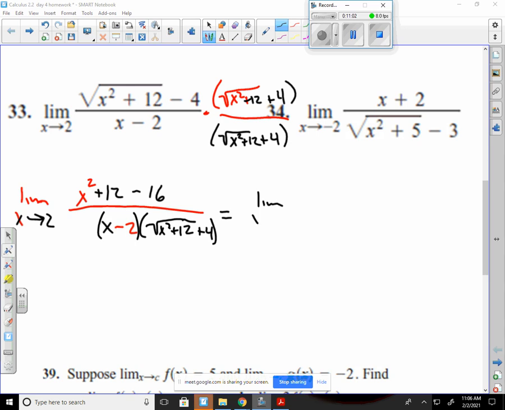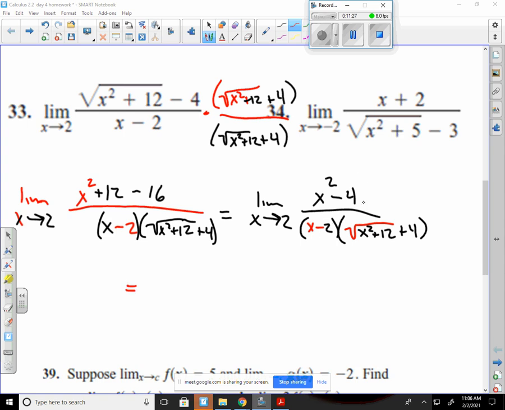It gives me the limit as x approaches 2 of x squared minus 4 over x minus 2 times all this. If I plug the 2 in, 2 minus 2 gives me 0 still, so I still have done nothing yet. I can factor the top out. X squared minus 4 factors out to x plus 2, x minus 2.